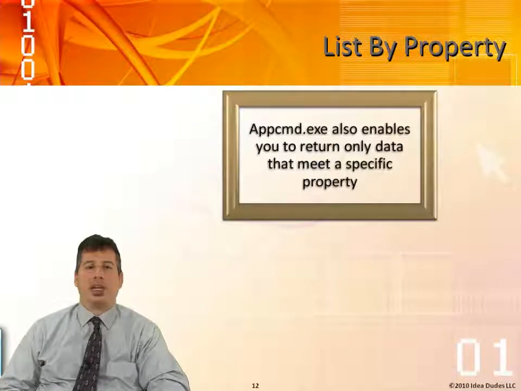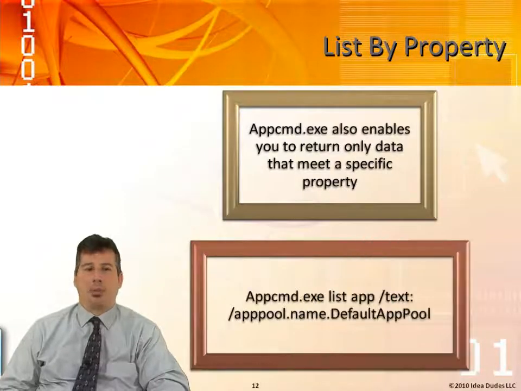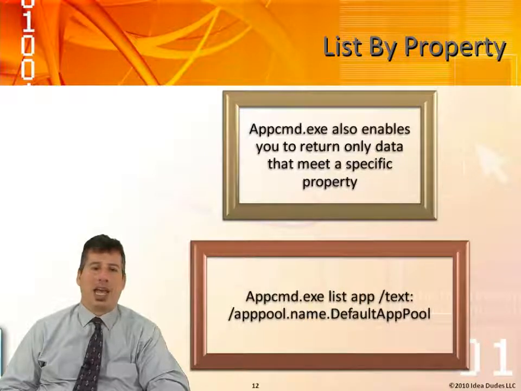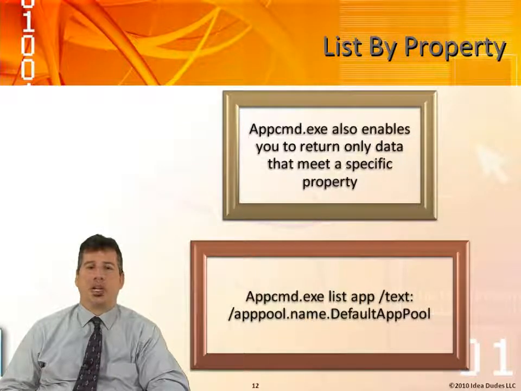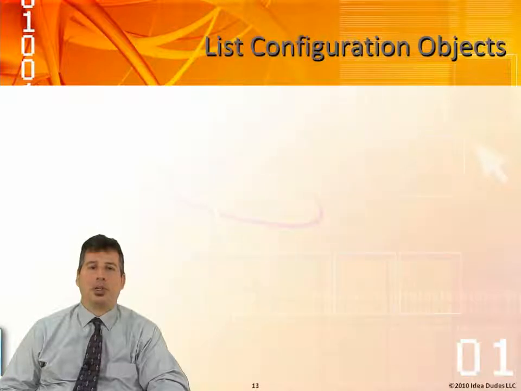List by property. The AppCmd command also enables you to return only data that's specific to a property. AppCmd.exe list app /text:app.pool.name default app pool. And that's going to bring back the information about the default app pool.